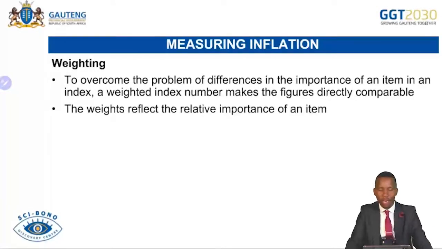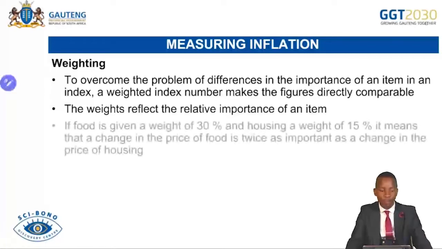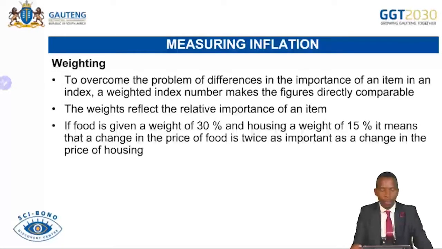The weight reflects the relative importance of an item. If food is given a weight of 30% and housing a weight of 15%, it means that the change in price of food is twice as important as the change in price of housing, looking at the figures that have just been provided here, because that means food is having a huge weight as compared to the weight of housing.